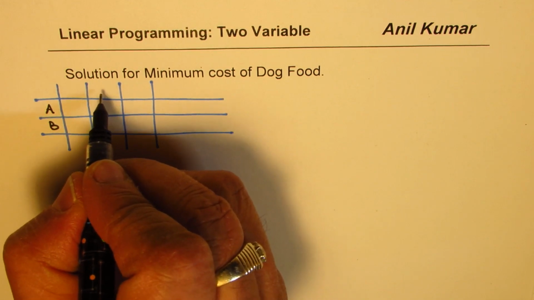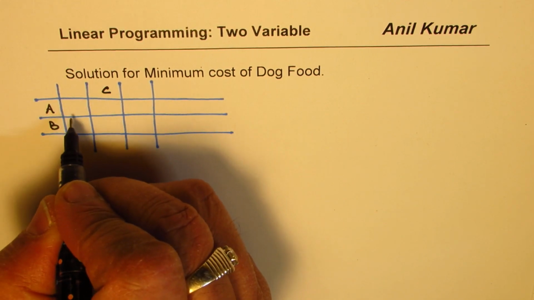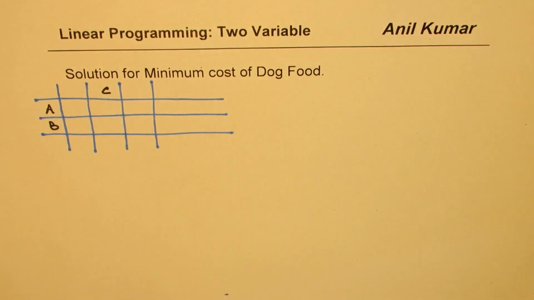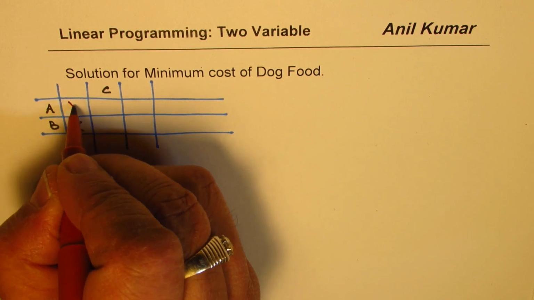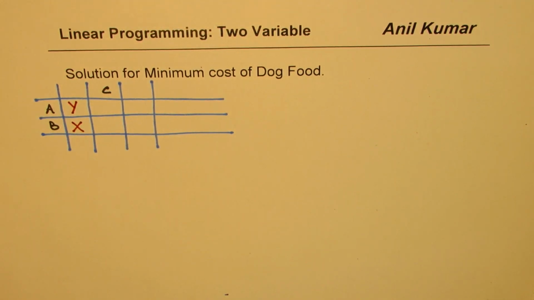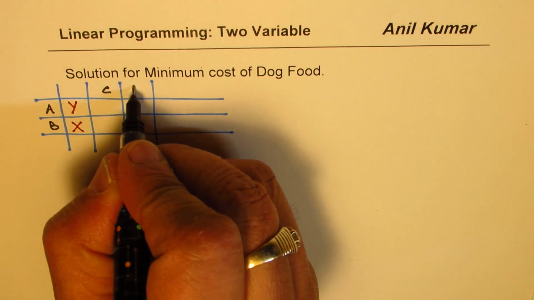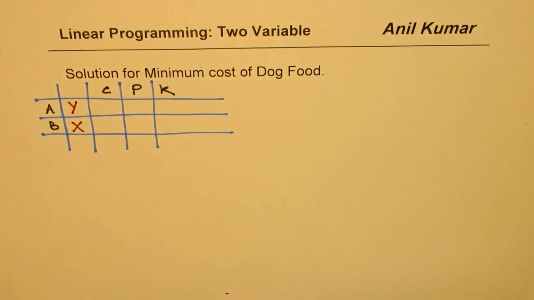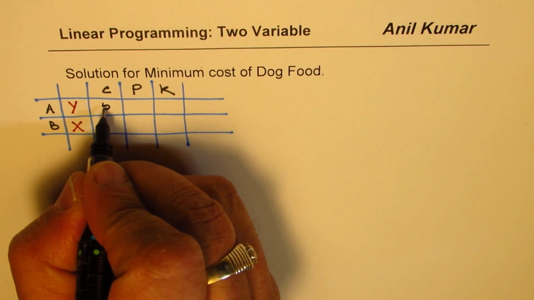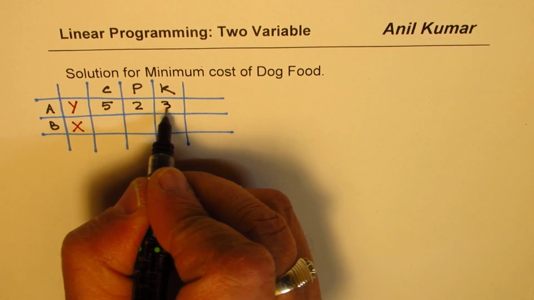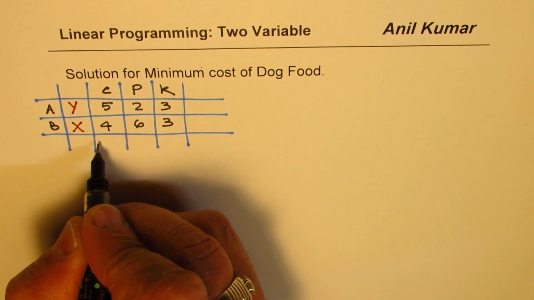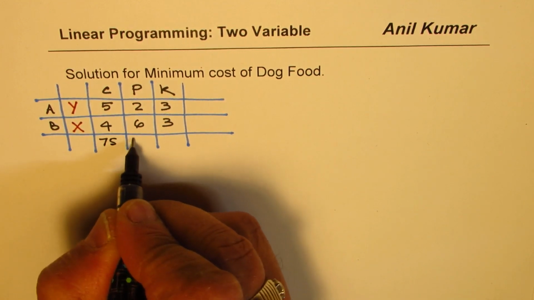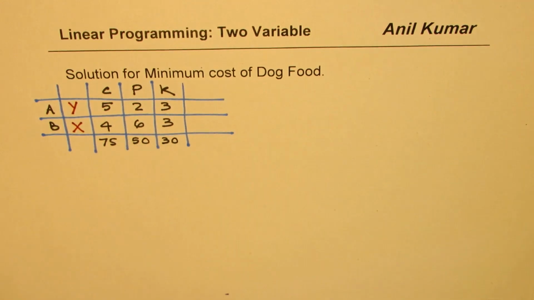And we are assuming we have defined the variables x and y. So we have defined the variable x for B and y for A, correct? We are looking for calcium, potassium, phosphorus and potassium. These are the three major ingredients. And their ratios are 5:2:3 and 4:6:3. What we need is 75, 50 and 30. That's what we need.